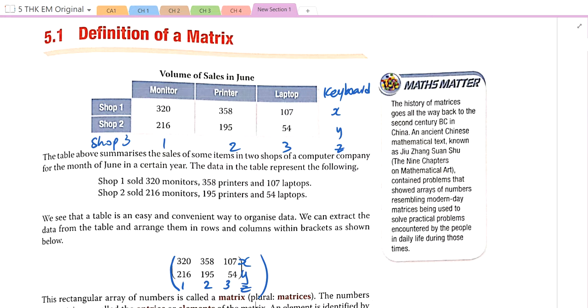Sorry? What? 10 by 10? Yeah, why? Your syllabus won't be 10 by 10.